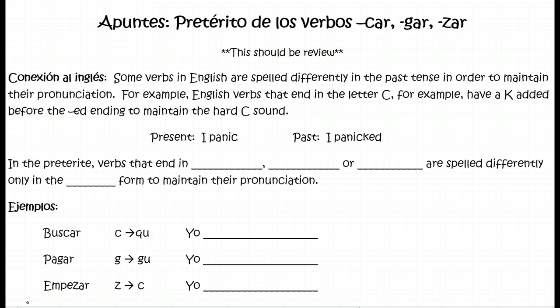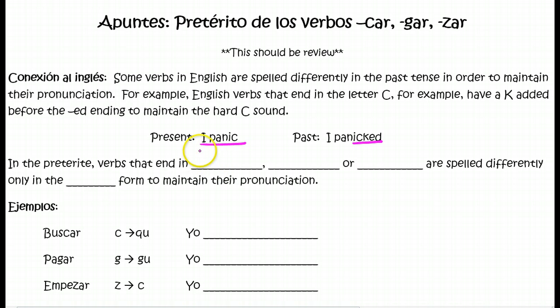So to start, let's connect it to English. Some verbs in English are spelled a little bit differently in the past in order to maintain their pronunciation, which essentially is what we do with the car, gar, zar verbs. For example, in English, panic ends with a C. It's a hard k sound. To maintain that k sound in the past tense, we need to add a k. So this is similar to what we do in Spanish.